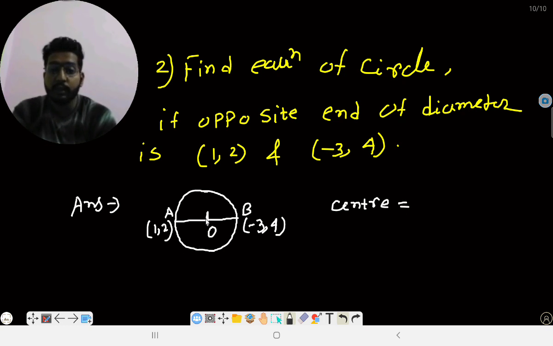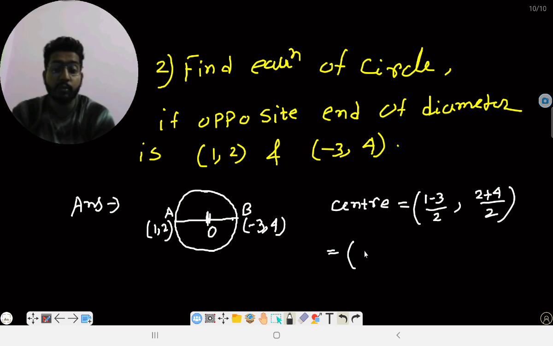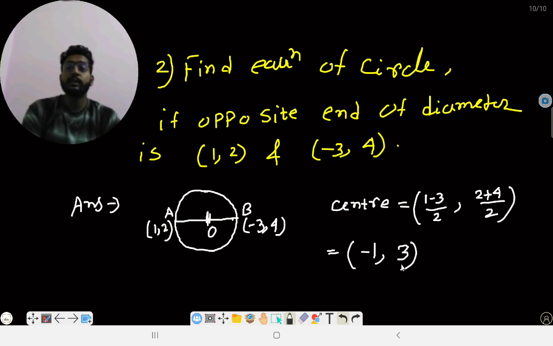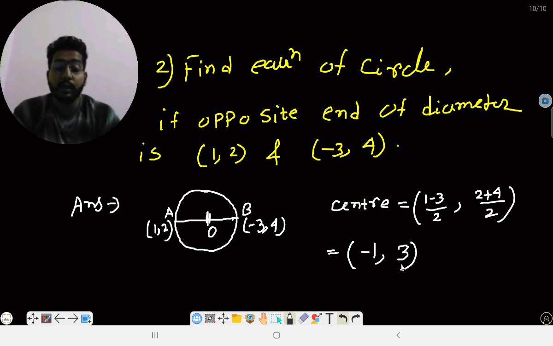Now look at this, those are the end points of the diameter. That means O is the midpoint of these two end points A and B, because it is the center of the diameter. So you have to use the midpoint formula to find the center here. That will be (1 plus minus 3) by 2 and (2 plus 4) by 2. So that will be minus 2 by 2, that is minus 1, and 6 by 2, that means 3. That means the center of this circle is minus 1 comma 3.